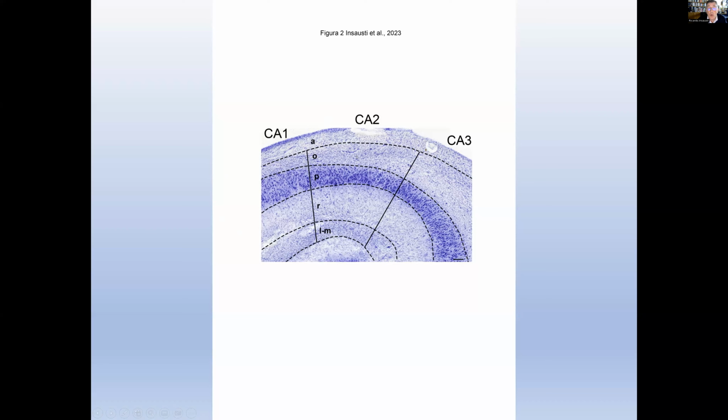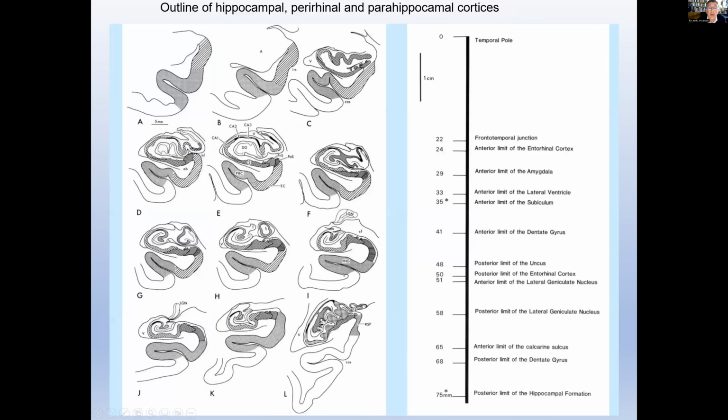Then we have the stratum oriens, which also has a lower density of neurons. Then we enter into the principal cell layer, the pyramidal cell layer. And then we have another cell-sparse stratum, which is the stratum radiatum, and to end, the stratum lacunosum-moleculare. So in that respect, it's exactly the same as any other hippocampal field. And this layering is conserved along the rostrocaudal axis of the hippocampus.